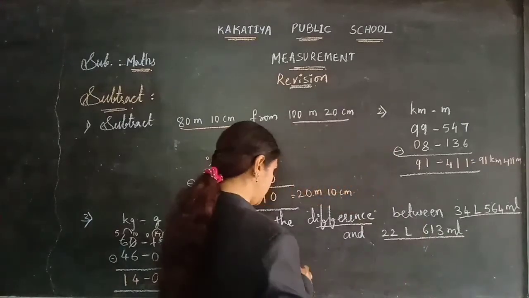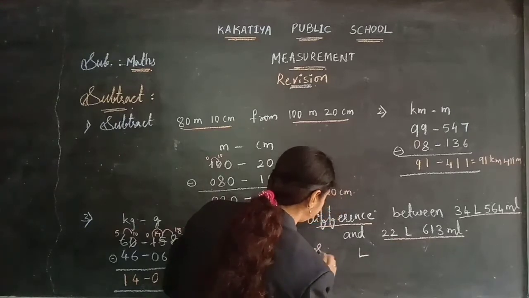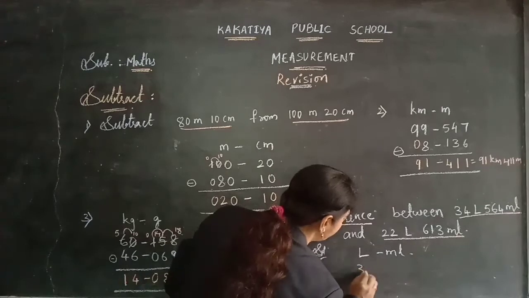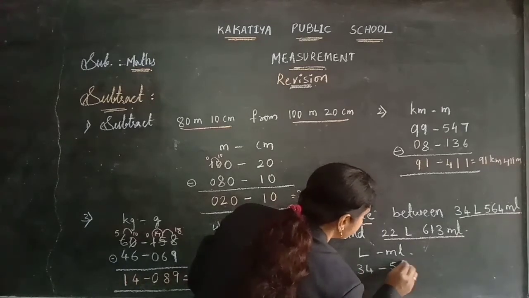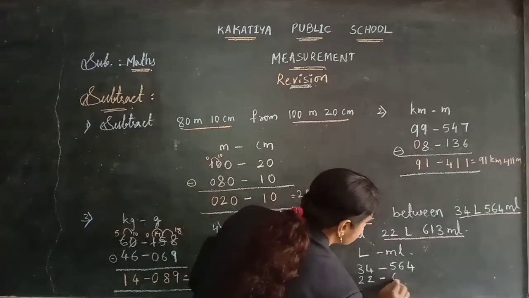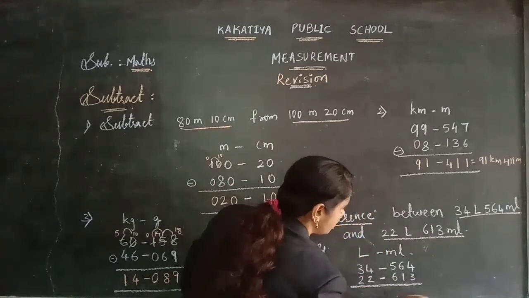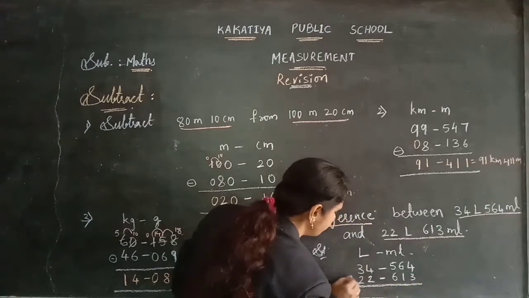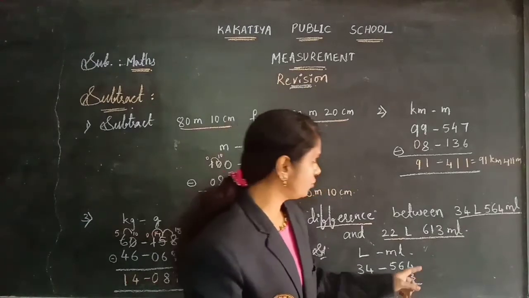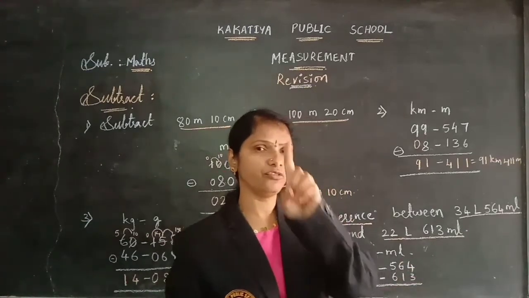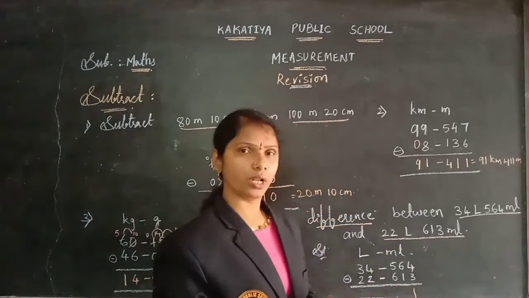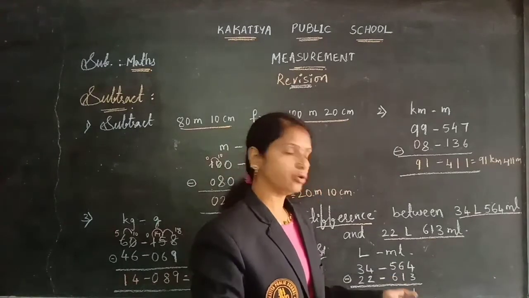The common measures here are liters and milliliters. The first number is this total, children: 34 liters and 564 milliliters. And the next one here is 22 liters, 613 milliliters. Now I can subtract here. 4 minus 3. To reach 4 from 3, I require only one number, children. So 4 minus 3 also gives 1. Now 6 minus 1.